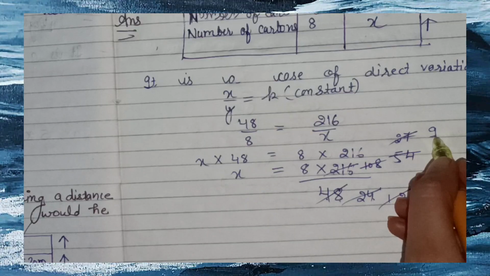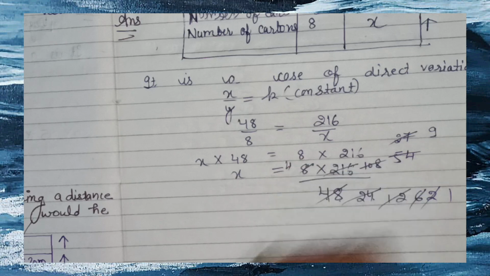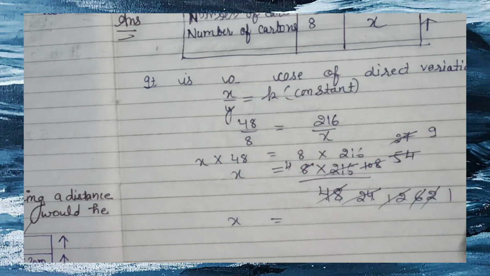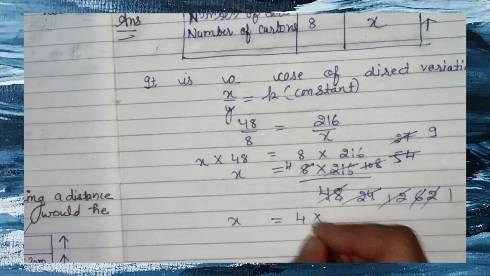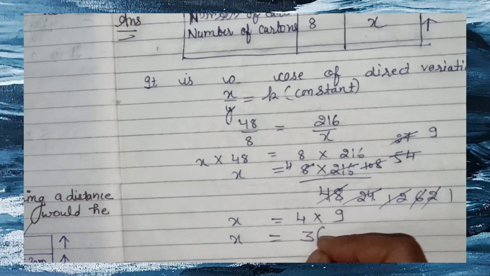Here this is an odd number and this is an even number, so 9 is not divided by 2 completely. Then 2 ones are 2, 2 fours are 8. Then our answer is x is equal to 4 multiplied by 9. x is equal to 9 fours are 36.